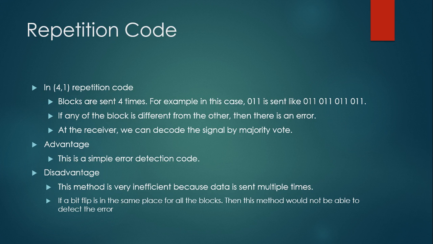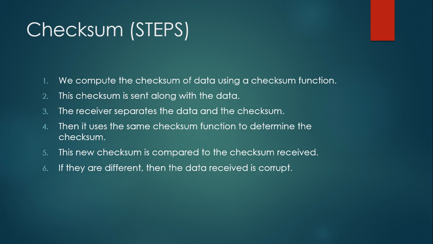In case of repetition codes, for example a 4-1 repetition code, blocks are sent 4 times. So for example, 011 is sent like 011 4 times. If any of the blocks is different from the others, then we show that it's an error. At the receiver, we can decode this by majority vote. The advantage of this is that it is a very simple error detection code, and the disadvantage is that this method is very inefficient because the data is being sent multiple times. And if a bit flip happens at the same place for all the blocks, then this error detection code would not be able to detect the error.